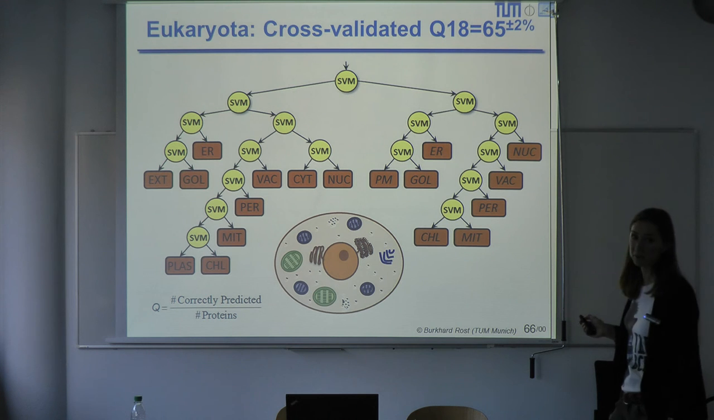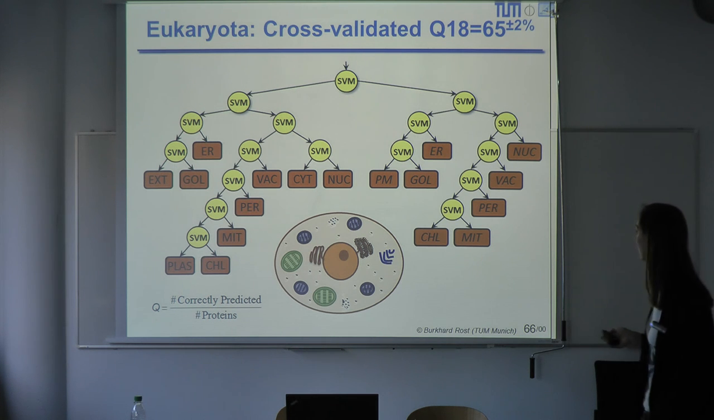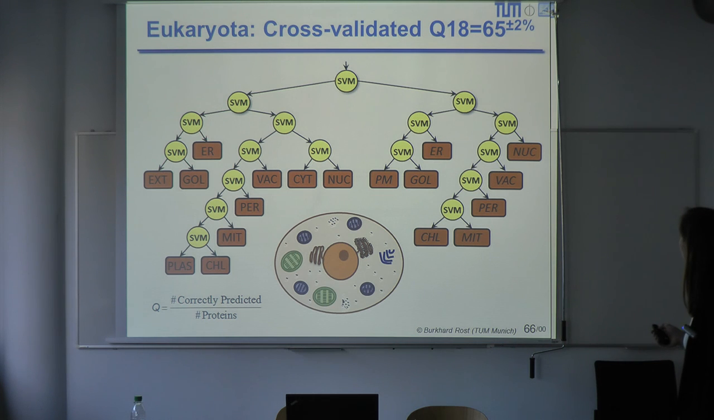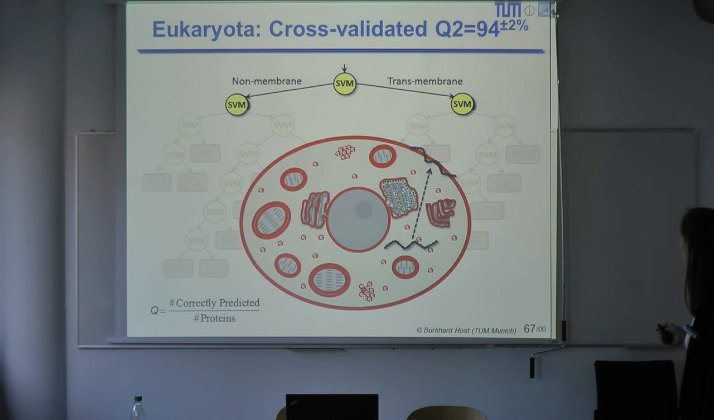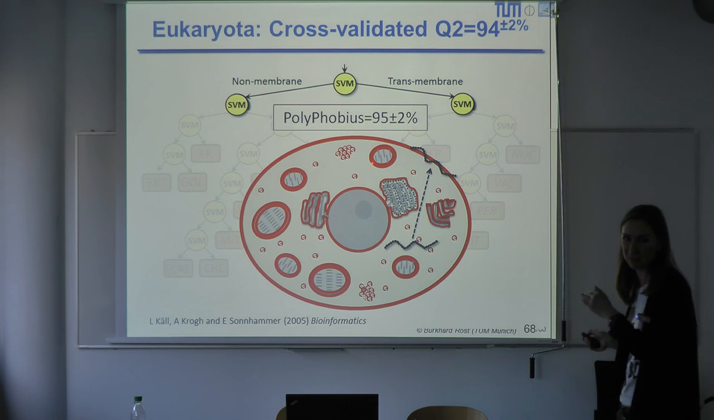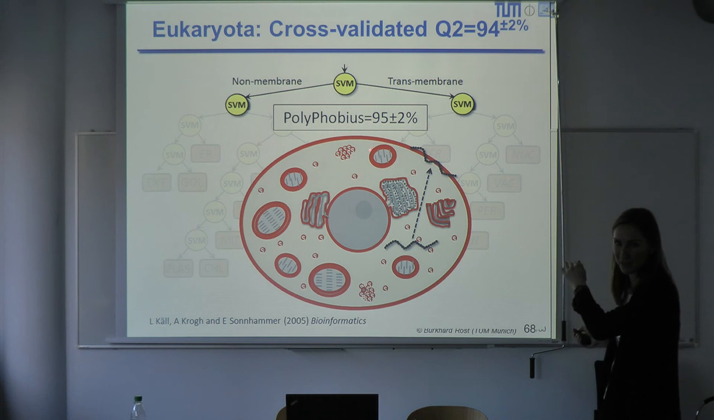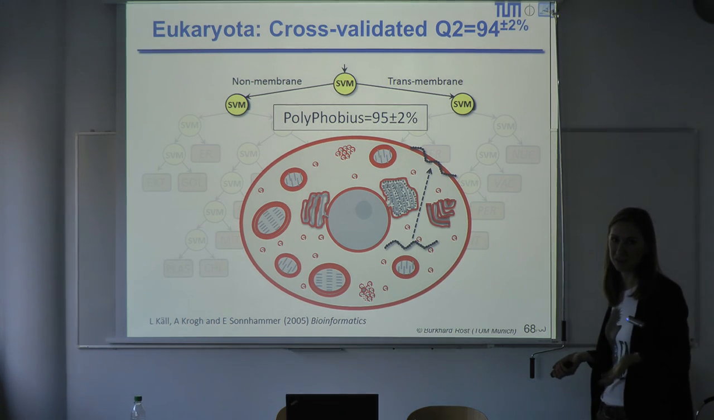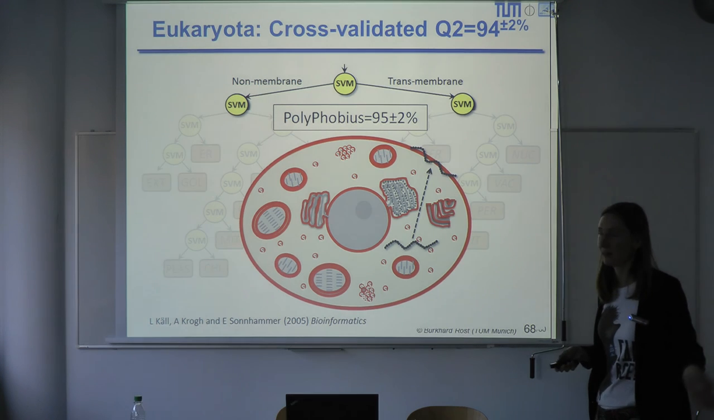We were like, is this a good number or not? 65 plus minus 2. It turned out to be very good because for the first decision, membrane and transmembrane, there is a method that is the best in the field that was developed just for that task. And our method performed just as well as this best method. So even though we did not intend to answer this question, we were able to answer it as well as the best method that is there.